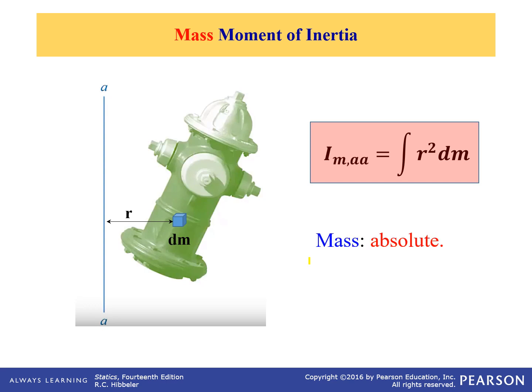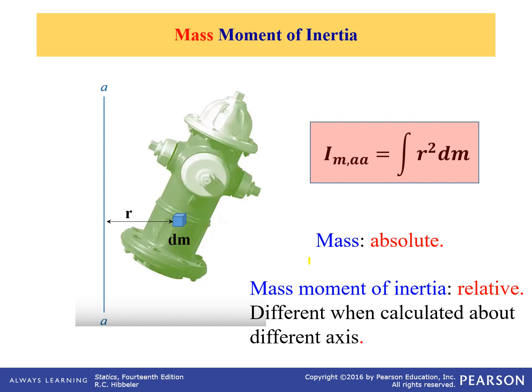And here in this equation, first we have the mass term, dm, the differential mass, which is an absolute value, which means it doesn't depend on any axis. But the r, the distance, is related to the axis you choose. So after all, the mass moment of inertia is a relative term. It is different when calculated about different axes, which again means we need to specify where the axis is and what this moment of inertia is calculated about.